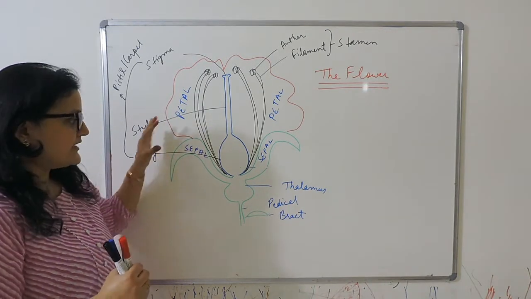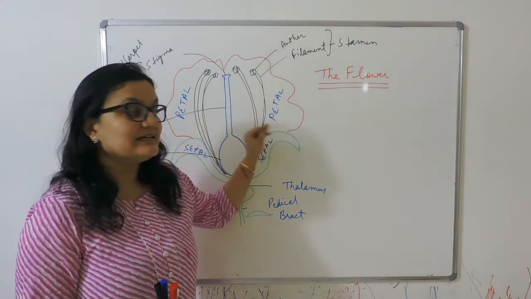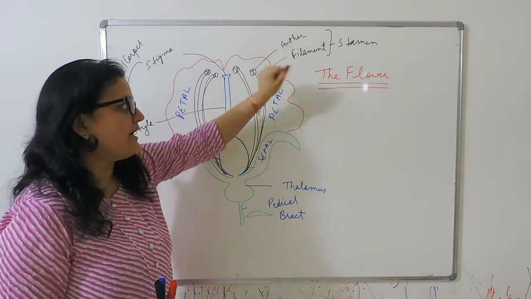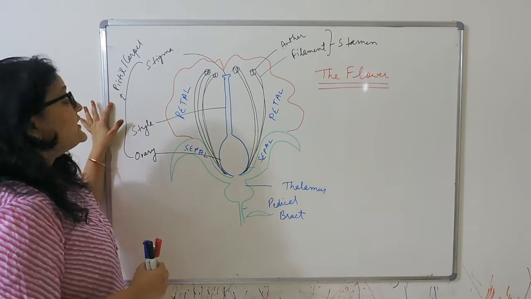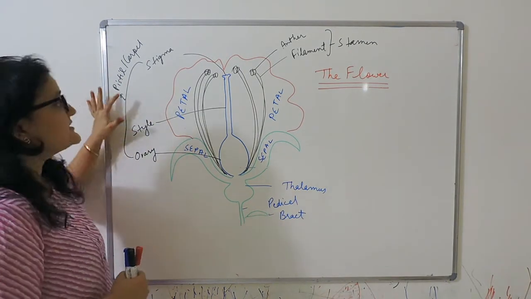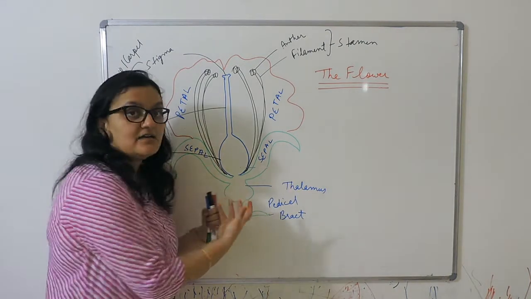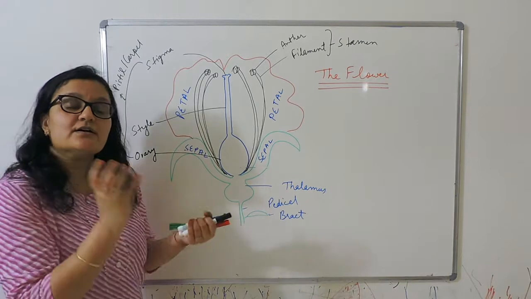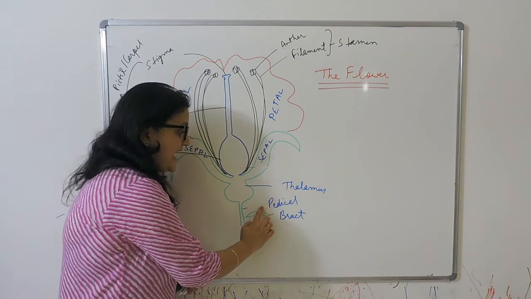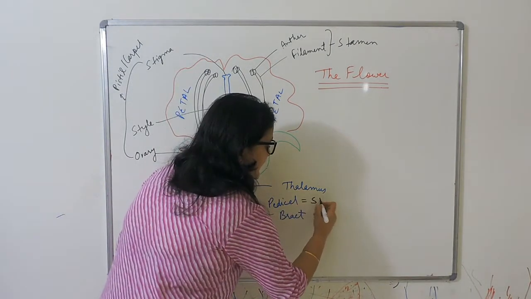So this is a typical flower in which you can see sepal, this petal, then the male part is the stamen, which is made up of anther and filament, and the female part, which is known as pistil or carpel. It is made up of three parts: stigma, style and ovary. This whole flower is going to be formed on a swollen structure called thalamus, and the stalk of flower is known as the pedicel.